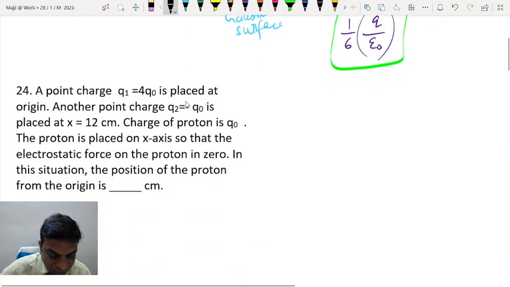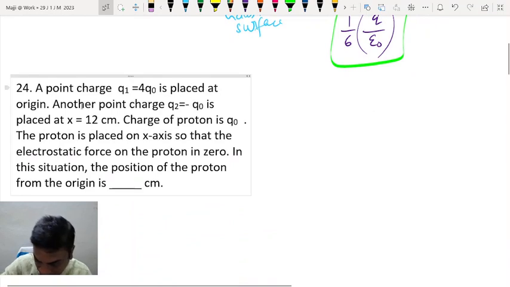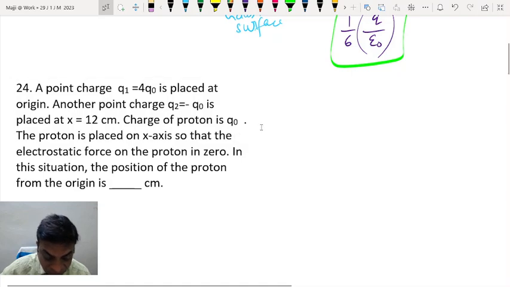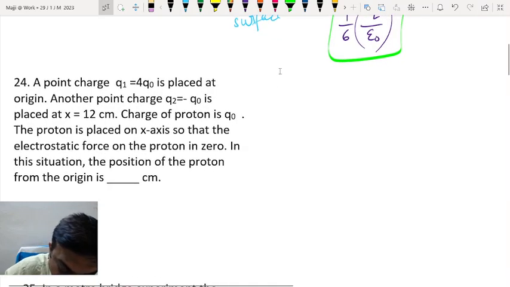Moving on to the next question. A point charge Q1 equal to 4 Q naught is placed at the origin. Another point charge Q2 equal to minus Q naught is placed at x equal to 12 cm. The charge of a proton is Q naught. The proton is placed on the x-axis so that the electrostatic force on the proton is 0. In this situation, the position of the proton from the origin is.